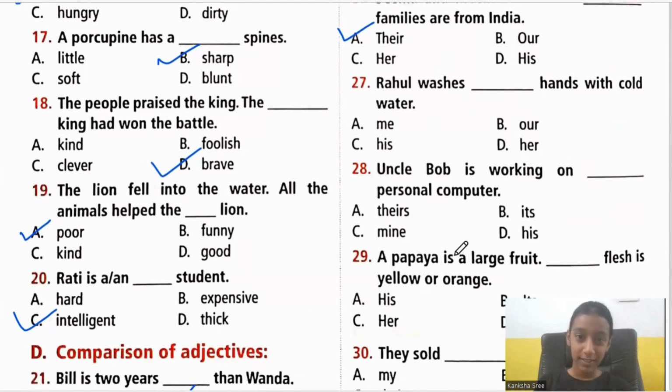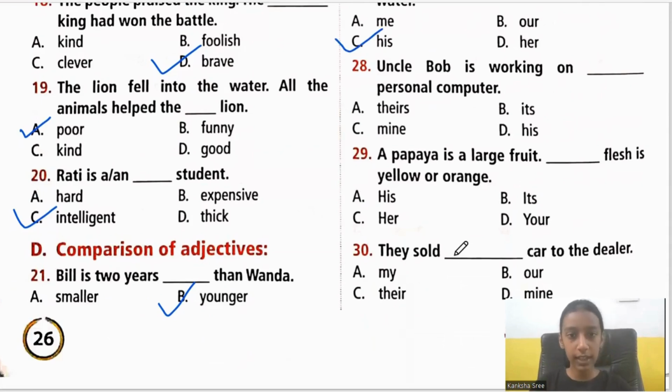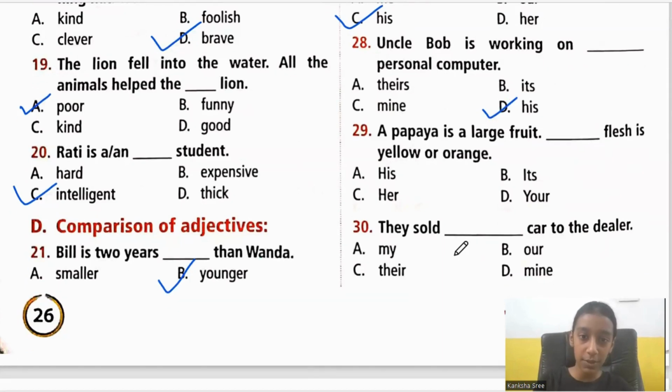Okay. Next. Rahul washes dash hands with cold water. Rahul is referring to the male gender. So it is his. So it is option C, that is his. Next. Uncle Bob is working on dash personal computer. Uncle Bob is a male gender. So it is theirs, its, mine, or his. It is his. Option D. Uncle Bob is working on his personal computer.